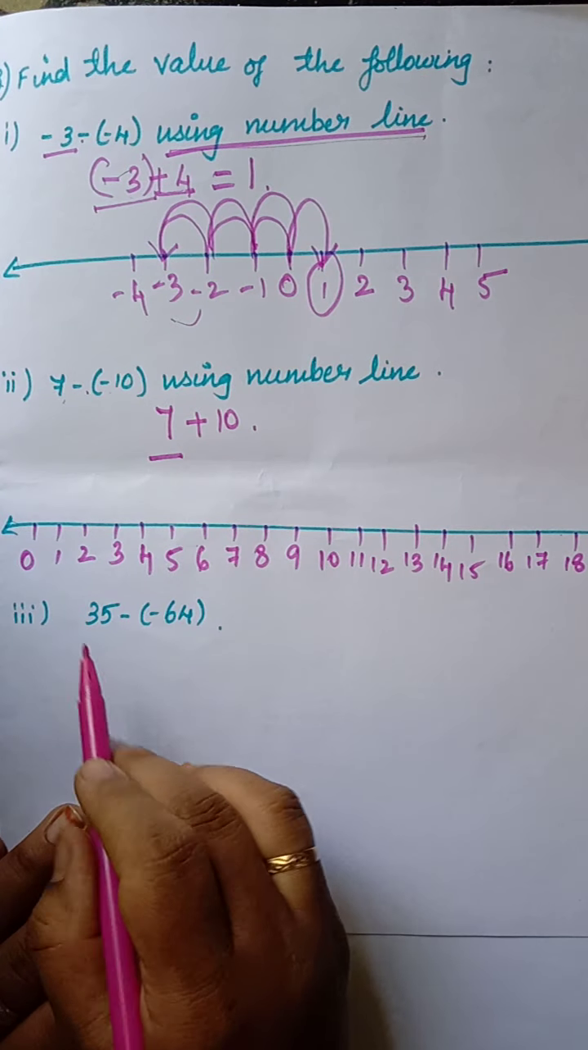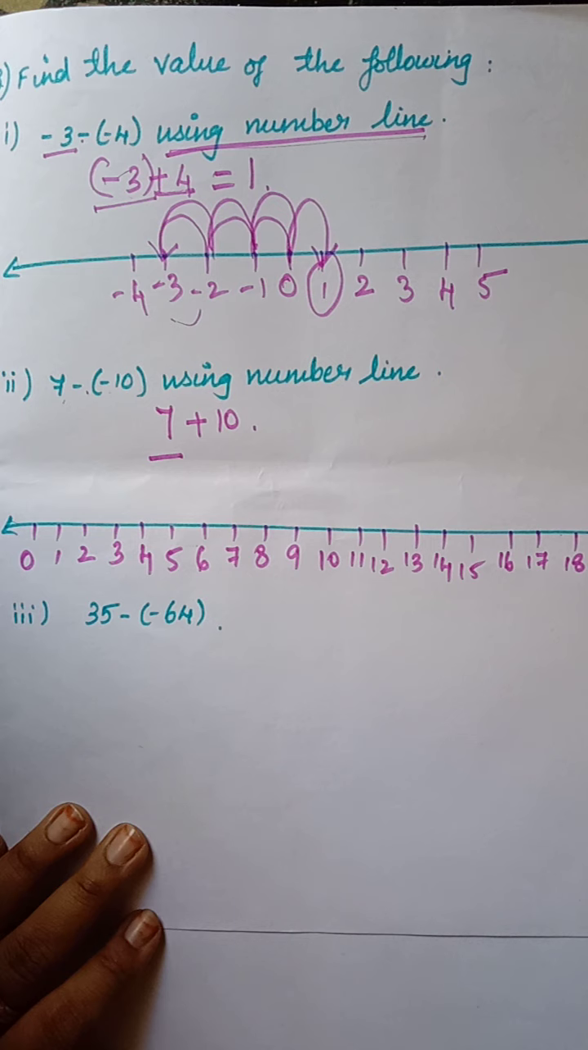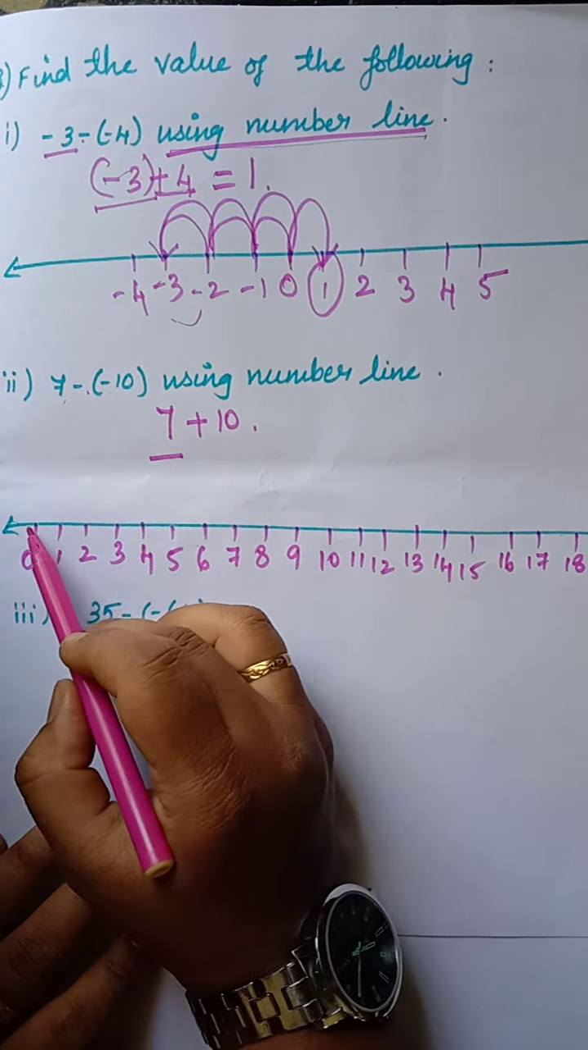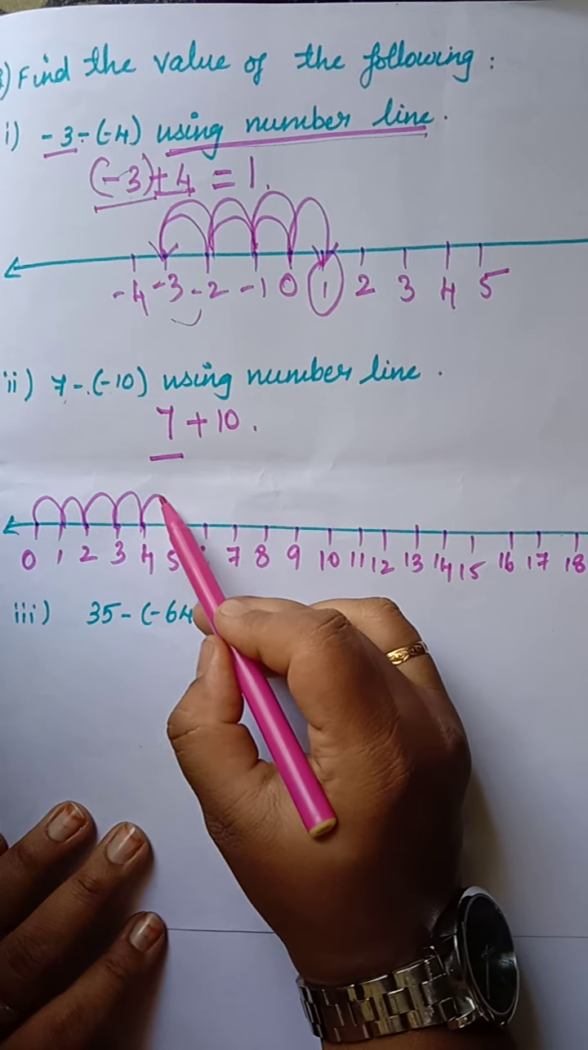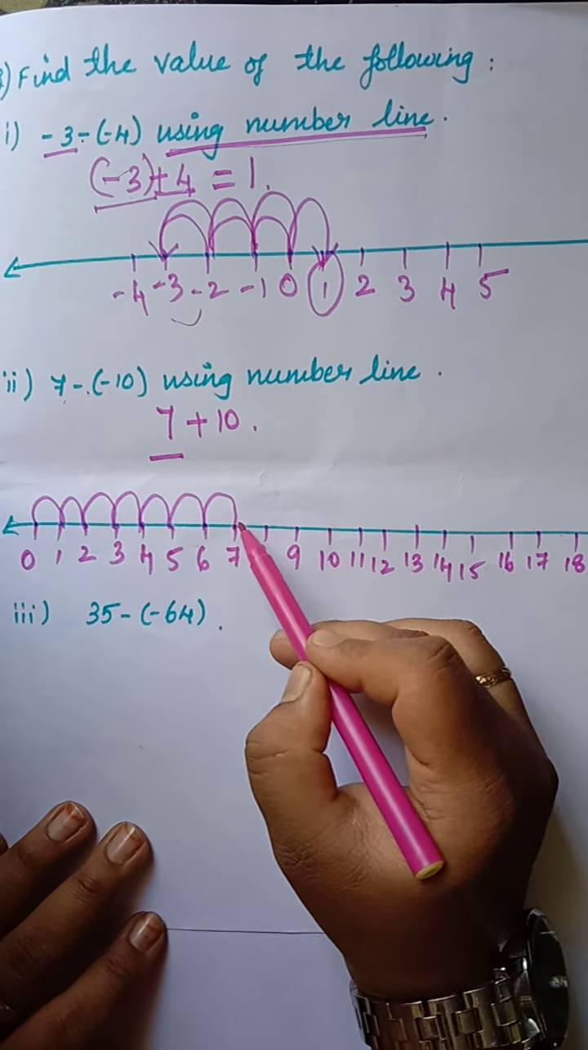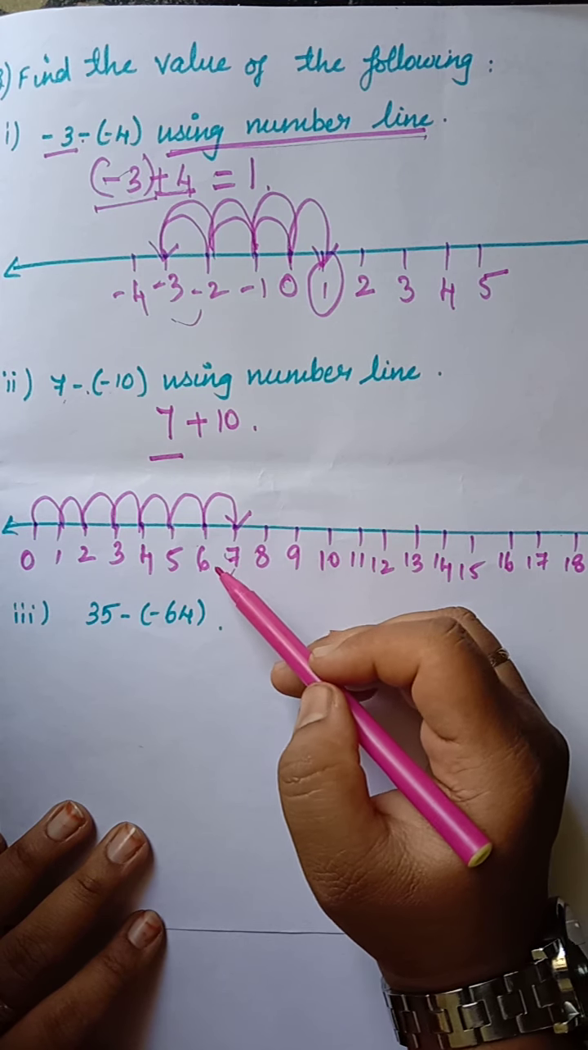So from 0 we have to move 7 units to the right-hand side. Why? They have given it as 7, and if they didn't give any operation, we have to consider it as addition. So from 0 we move 7 units: 1 2 3 4 5 6 7. So we will be standing at the 7th unit, that is 7.